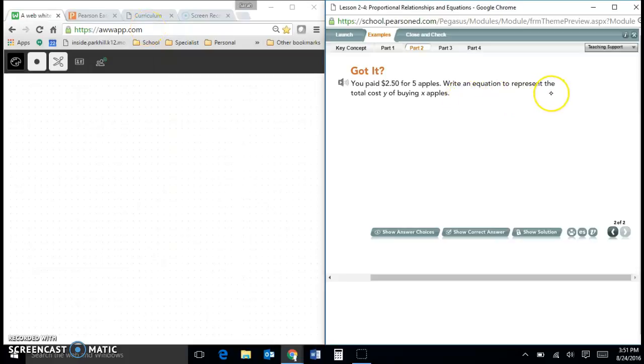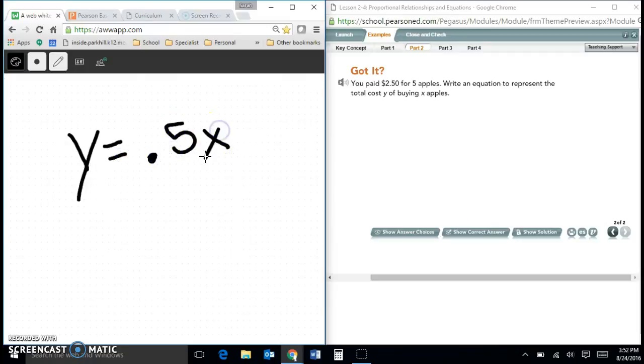Write an equation to represent the total cost y of buying x apples. So my answer would be, let me pull my pen up, y equals 50 cents, which is 0.5x. That would be my equation. I found my unit rate. Let's start with part 3.